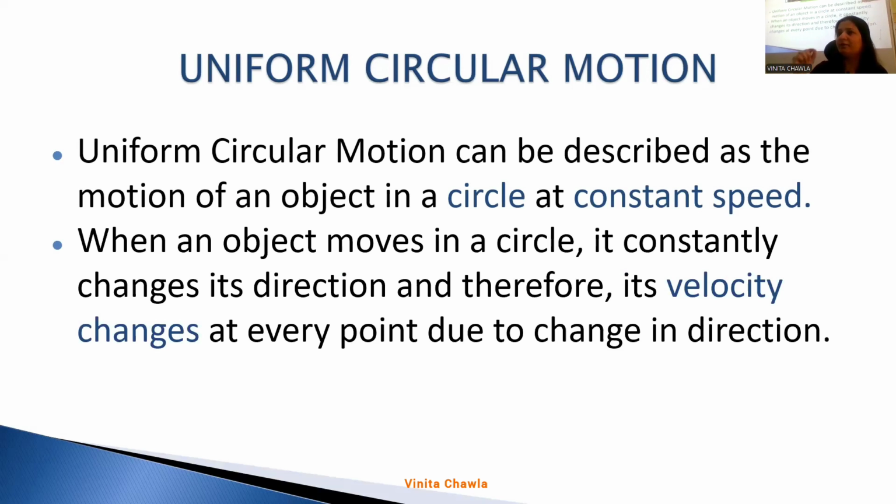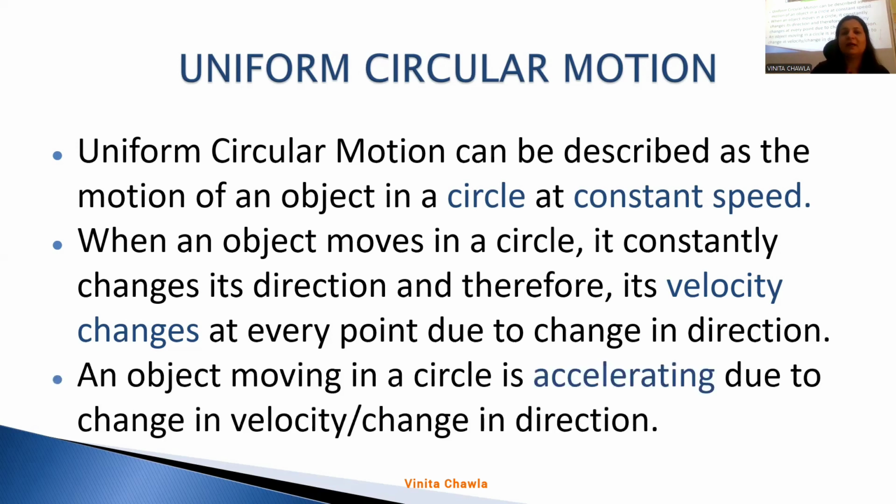We have seen now that when the object reaches a point, we draw the tangent at that point, and the tangent to the circle gives the direction of motion of the object. Though speed is constant, direction is changing at every point. And because direction is changing, velocity is changing, because velocity is speed plus direction. So if one quantity is constant and the other is changing, then the whole will change. So its velocity changes at every point due to change in direction.